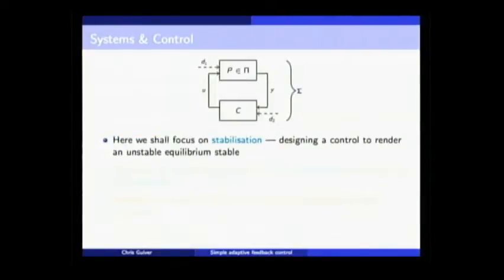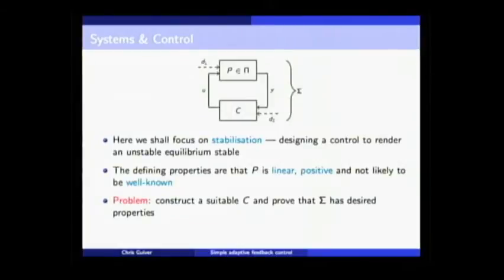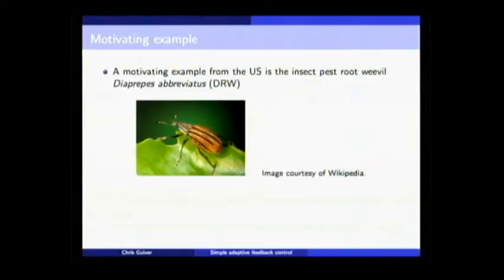Okay, so I'm going to focus on something called stabilization, which means you have an equilibrium of P that's unstable. Choose C to make it stable. Make an unstable equilibrium stable. And we're going to say that P is going to be linear, positive, and it's not likely to be well known, so we want a robust control. So construct a suitable C and prove that when I combine them, I get desired properties. Okay, so that's a little bit of background.